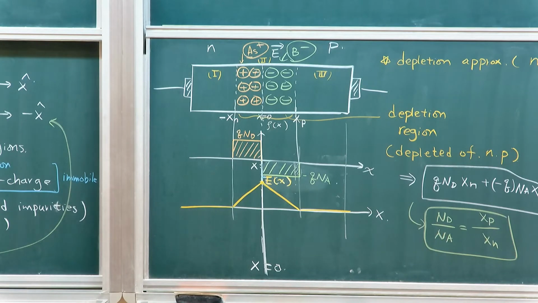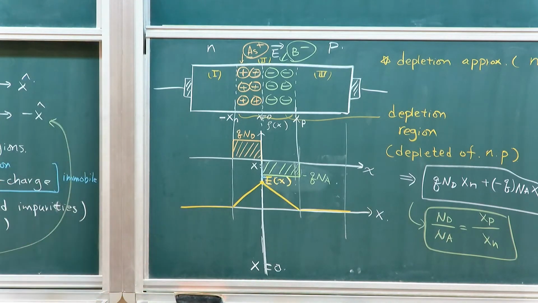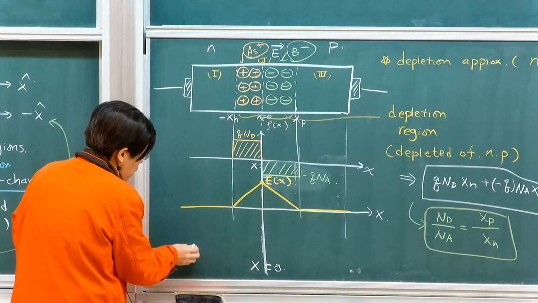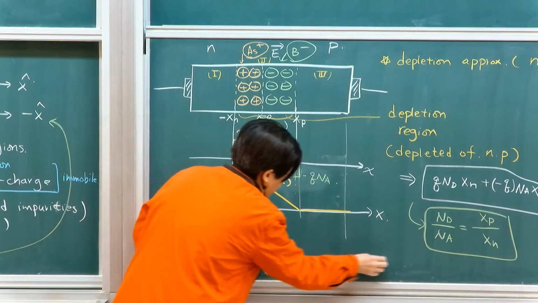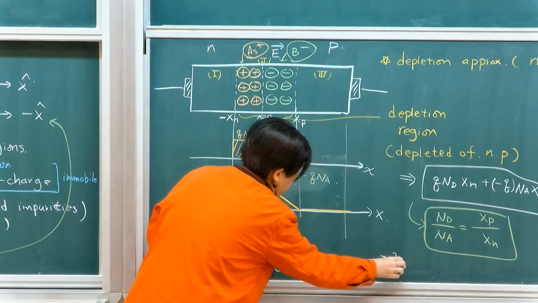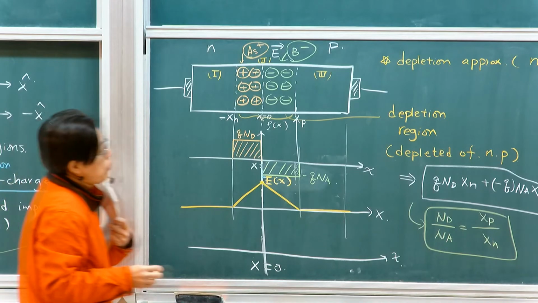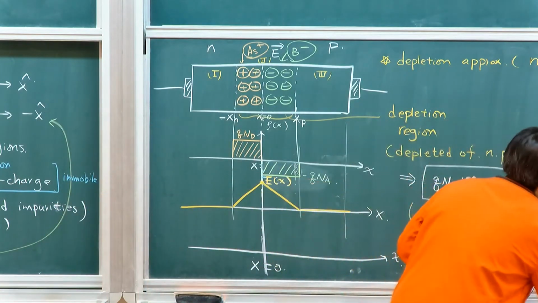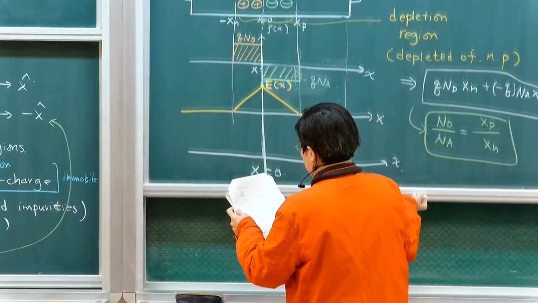So once we know the electric field along the junction, the next thing you can do is find out the potential. So what is the relationship between potential and electric field? What do you do? We know that E, let me get it back.